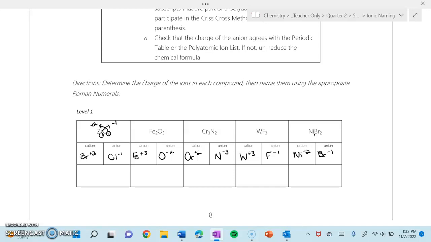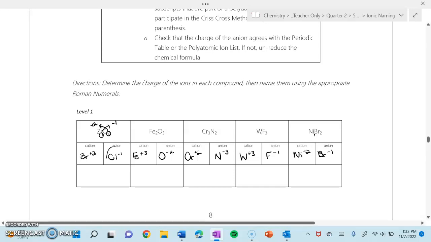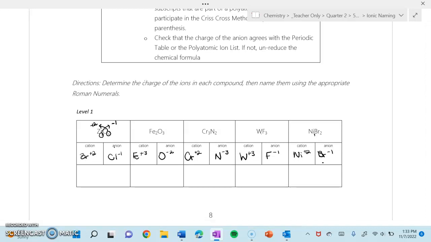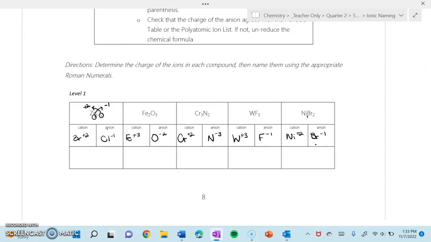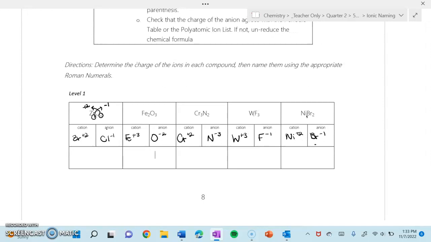These are all considered level 1 because if you check the anion charge, they are all in agreement with the periodic table for that ion. Chlorine, bromine, and fluorine are all halogens with a -1 charge, so those are all good. And then we have nitrogen, -3, oxygen, -2. They all match what should be their charges. Now we can name them using their charges.